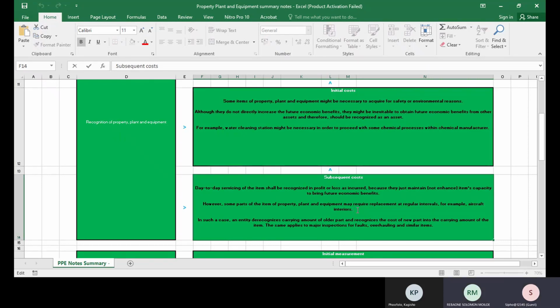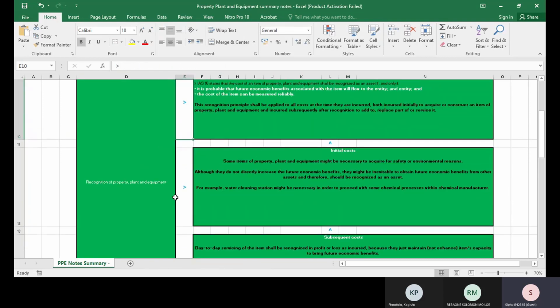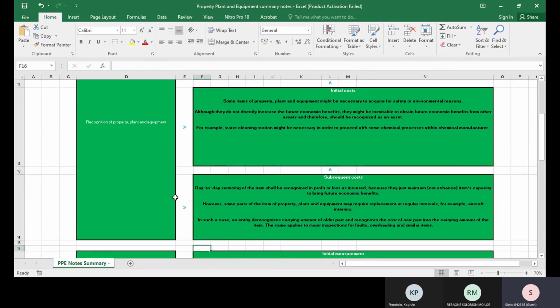That thing might have its own useful life. The interior might have its own useful life, similarly the tires might have their own useful life as compared to the whole car. In such a case, an entity derecognizes the carrying amount of the older part and recognizes the cost of the new part into the carrying amount of the item. The same applies to major inspection for fault, overhauling, and similar items. So basically, when you replace those parts, you expense the old ones and capitalize the new ones.